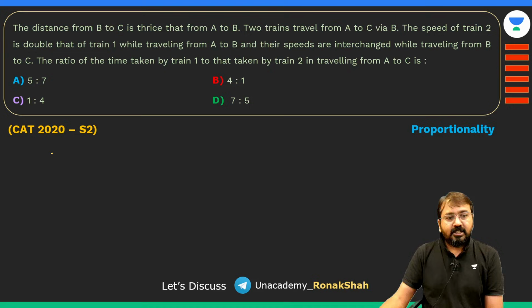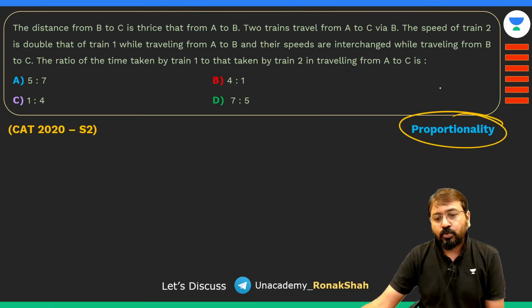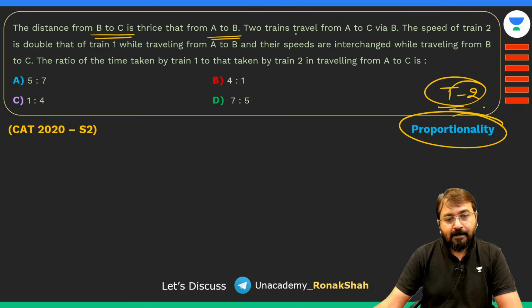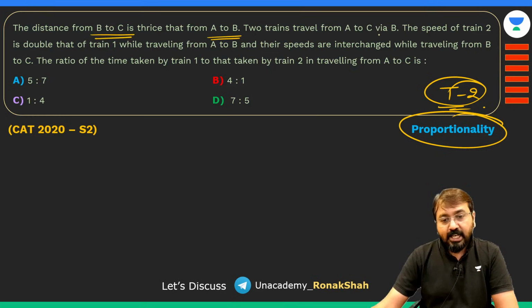Now let's look at another question, which is based on variety 2 type 2, which is proportionality. Okay, so the question is the distance from B to C is thrice that from A to B. Two trains travel from A to C via B. Okay, let me just show you this figure.